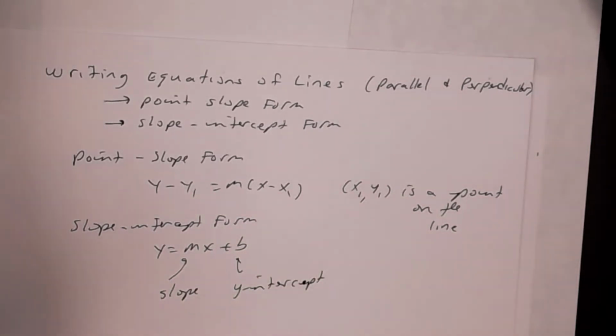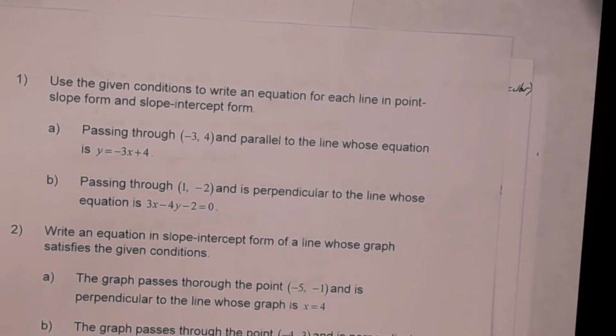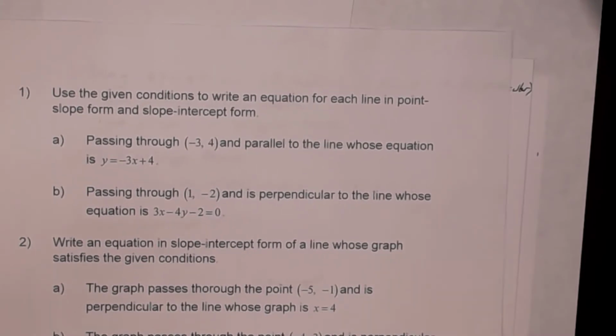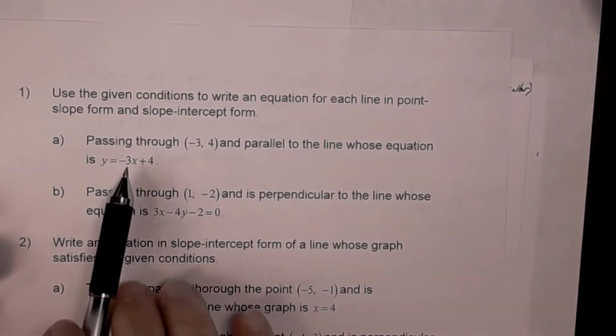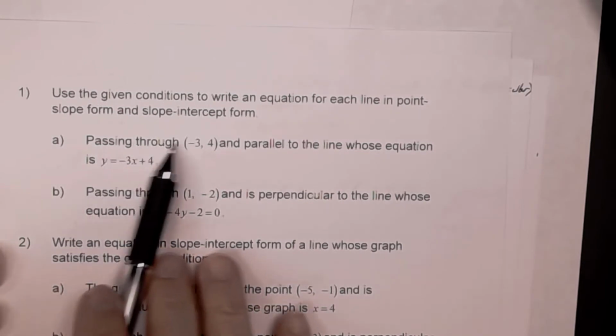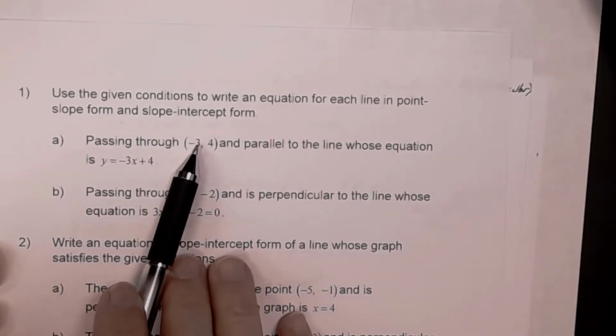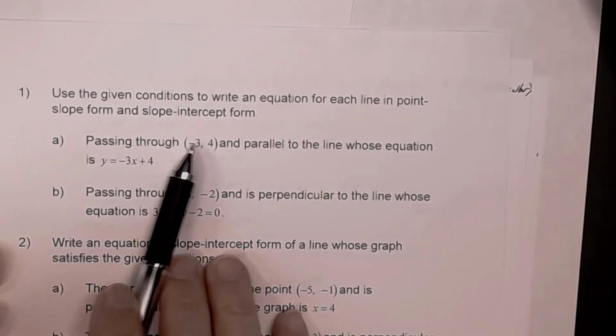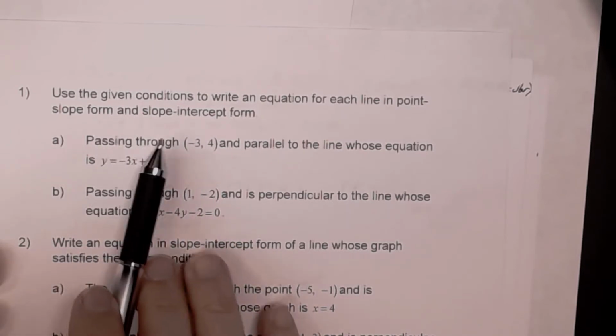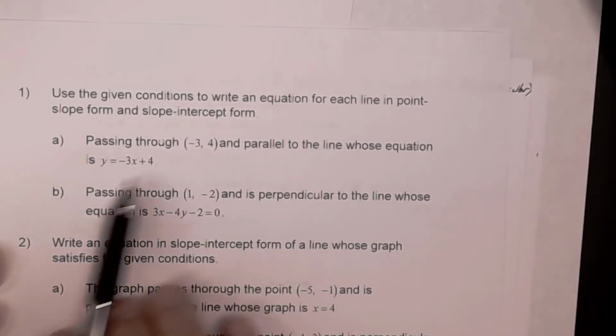All right, so what we're trying to do in numbers 1 and 2, for that matter, is to write the equation of those lines with those given conditions. All right, so you're dealing with two lines. You want to find the equation of the line that goes to this point, but you are also told that whatever that line is that goes to this point, it has to be parallel to this line.